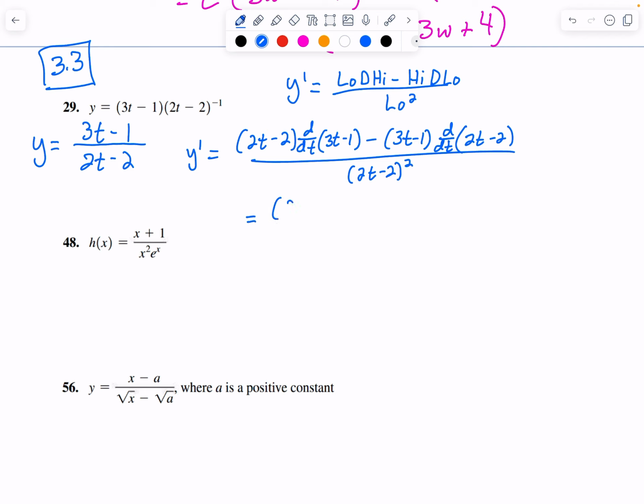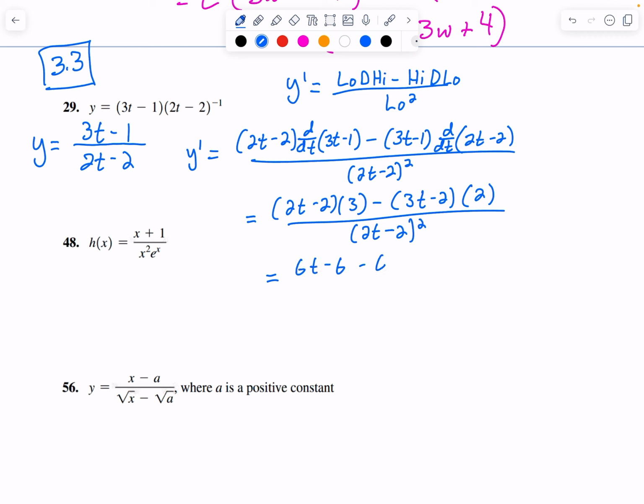If I work that out, I get 2t minus 2. The derivative of 3t minus 1 is 3. Minus 3t minus 1. The derivative of 2t minus 2 is 2. And then I'm going to leave the square on the bottom, hoping things cancel out. Let's do our top. I'm going to get 6t minus 6, and then minus 6t, and that's going to be a positive 4, all over the square, 2t minus 2 squared. The t's go away, and I get negative 2 over 2t minus 2 squared.